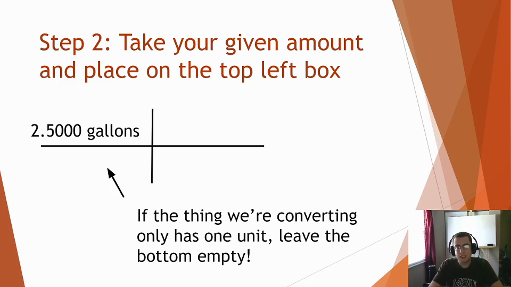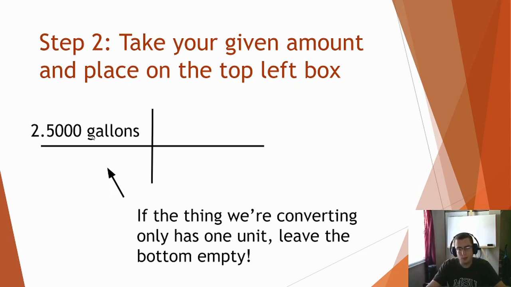Step 2, we're going to take the given amount that we have and place it in the top left box. So the given amount that the problem stated was that we had 2.5 gallons that we're going to eventually convert to milliliters. So the 2.5 gallons, that is what was given to us, or the information in the problem. So we're just going to simply put that on the top.